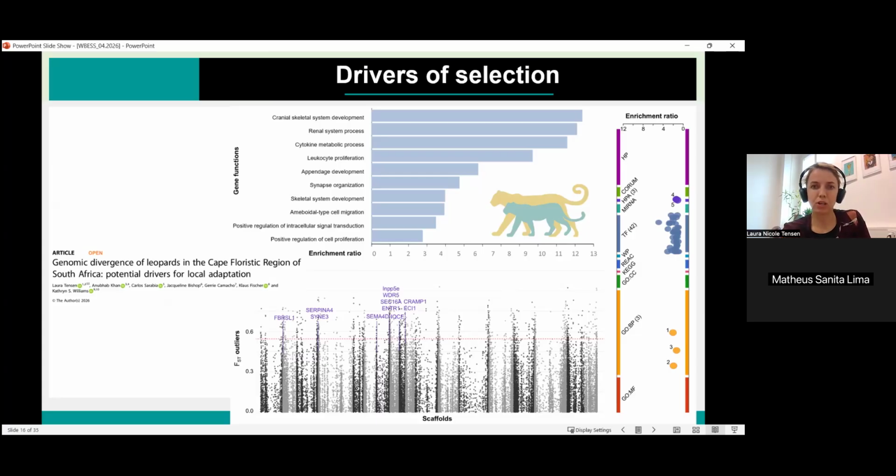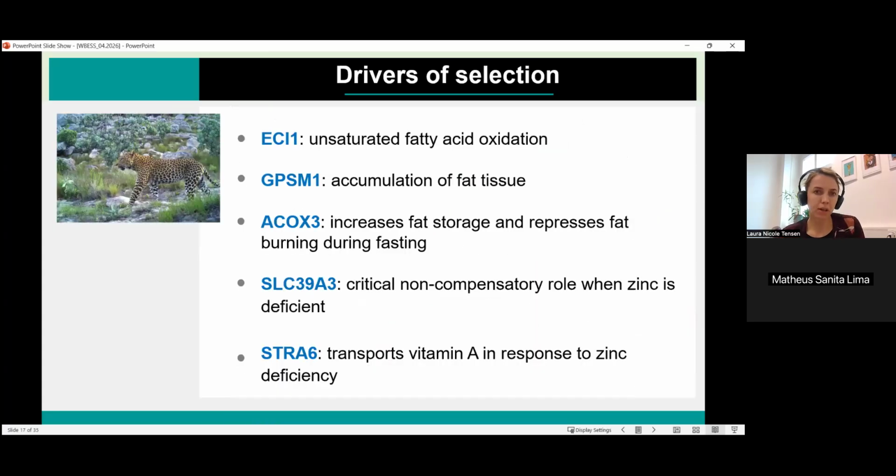But we found a couple of genes that we thought were very interesting. I don't have time to go through all of them, so I'll just mention 5. These were enriched genes that, like I said, are enriched in the Western Cape populations and some overlapped with these FST outliers. So the first one is ACADS, which is related to unsaturated fatty acid oxidation in mice.